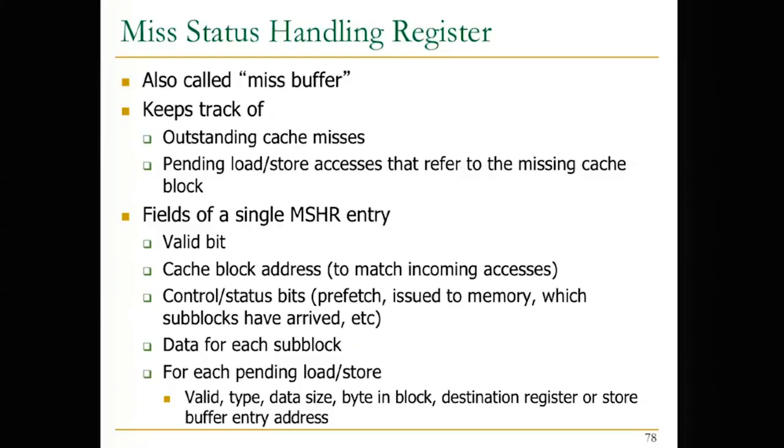So miss buffers have, of course, like every other hardware structure, some fields, like a valid bit, meaning there's a pending miss tracked by this buffer entry, and the cache block address, which cache block we're waiting for. Then some control and status bits, for example which sub-blocks have arrived. If you have a large block, you may keep track of which sub-blocks have arrived and the data for each sub-block. And also for each pending load and store that's waiting for that block. Because when the data comes back, you need to supply the data to the load or store that's waiting for it, right? You need to have a link between the pipeline and the cache. That's the reason why you need to know the load or store. Now, this is, of course, more important if you're at the L1 level. If you're at the L2 level, you may not need to know which load or store, right?